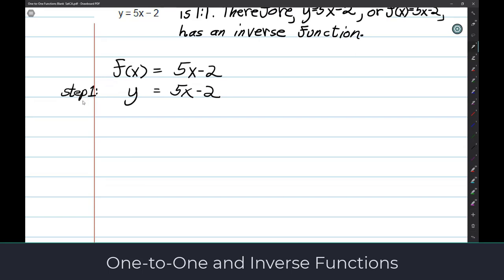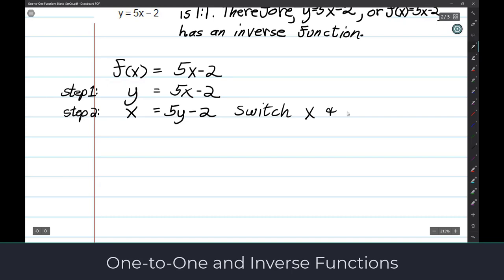Okay, now this is the hardest step to remember to do. Are you ready? Okay. We have to switch the x and the y. The reason for that is that inverse functions switch all their x's and y's. So switch the x's and y's. Now, step three, and this can take a long time sometimes, or it can be real short like this one. We're going to solve for y.